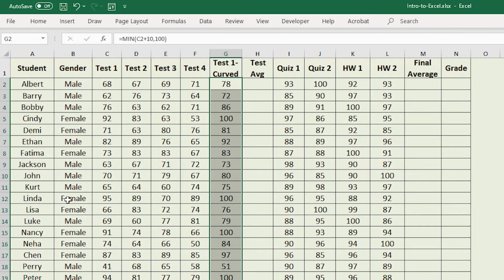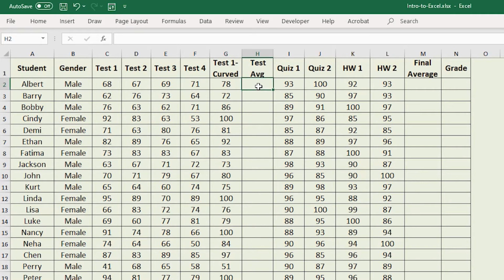Let's look at Linda here. MIN of C12 plus 10. Well, C12 is 95. Plus 10 becomes 105, and 100, so it picks 100 only. So a simple trick: we can give everybody 10 points, but no one goes past 100 points.